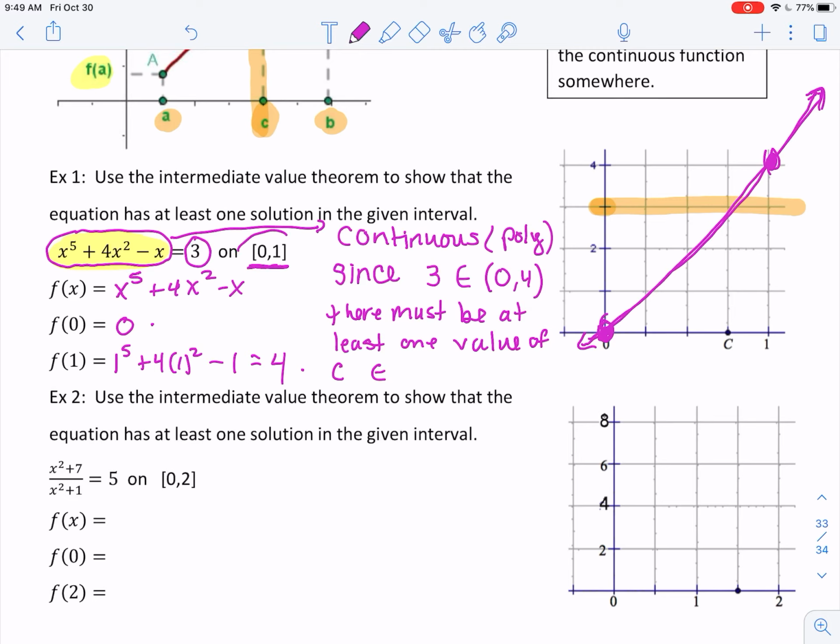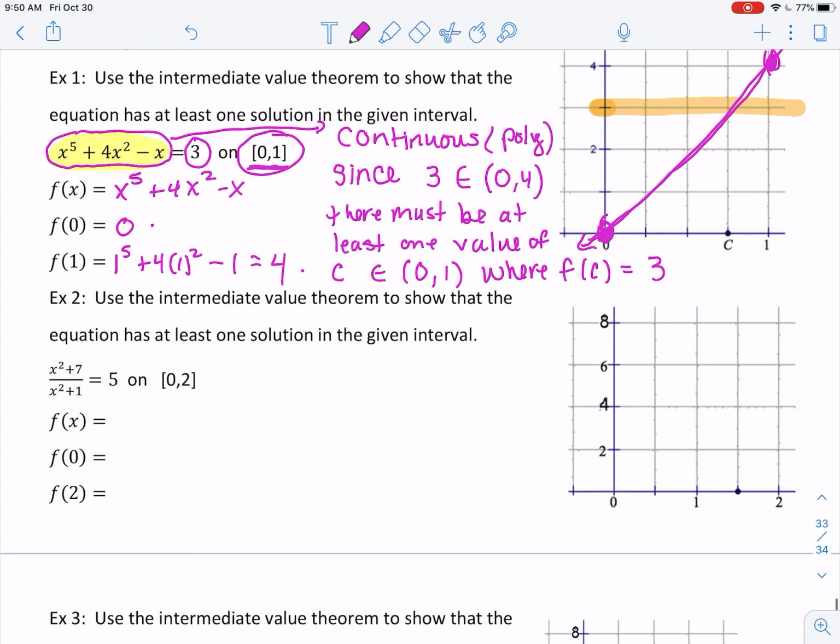In the open interval 0, 1, where f of C is equal to 3. Okay? So there's the first example.